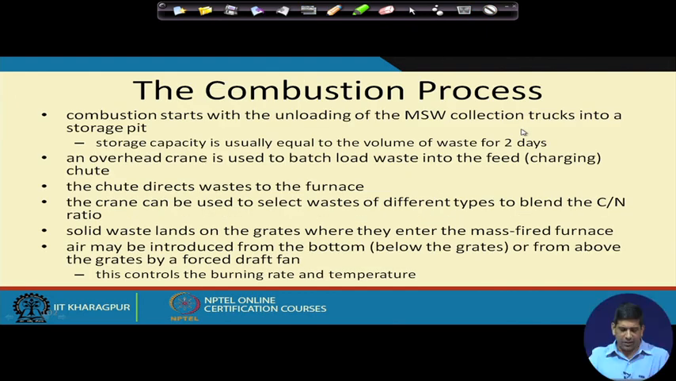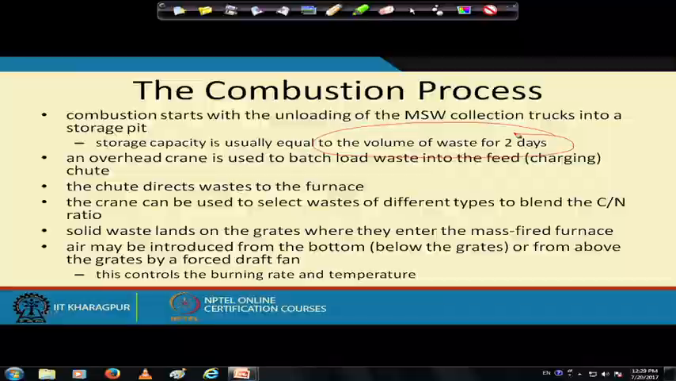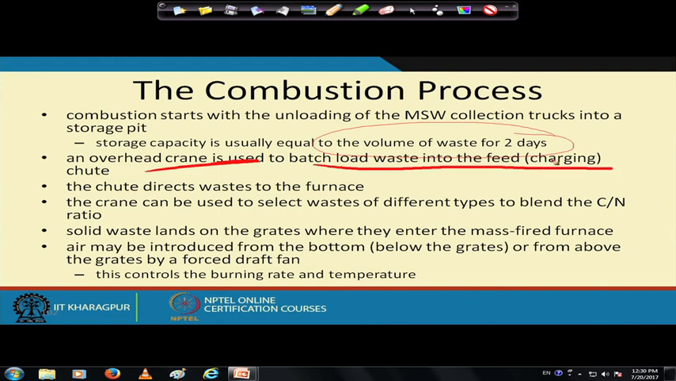The combustion process starts with the unloading of MSW trucks into a storage pit. The waste gets dumped in from these trucks, and the storage pit will have enough volume for two days of waste, because if the plant is down for some reason, the waste still has to be collected. So you have a storage that can handle at least two days' worth of waste. And then you have an overhead crane, which is used to batch-load waste into the feed, which is the charging chute.